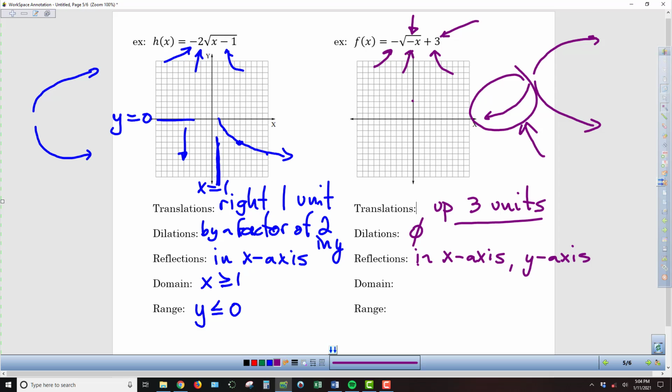So I'm going to go to the left 1, down 1. I'm going to go to the left 4, down 2. And I'm going to go to the left 9, down 3. And so we, generally speaking, end up with a graph that looks like this.